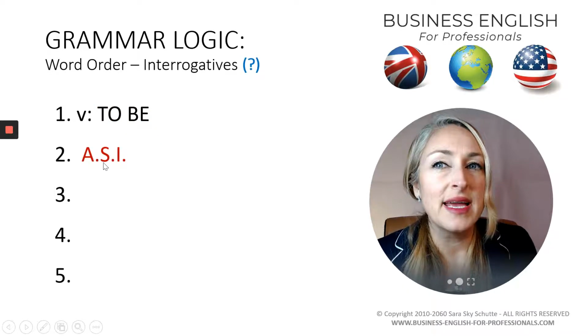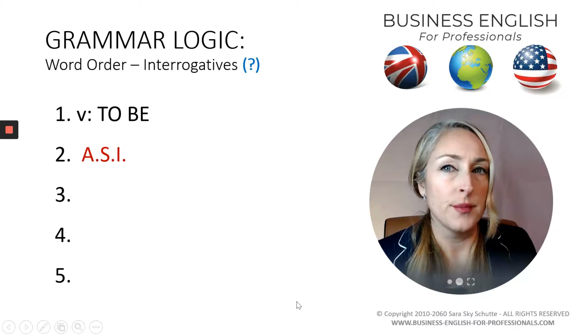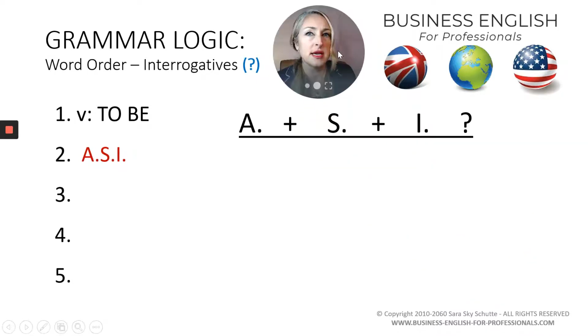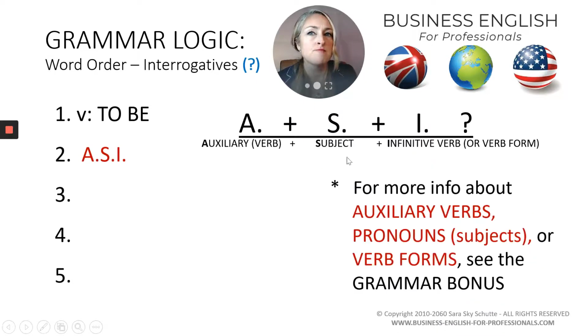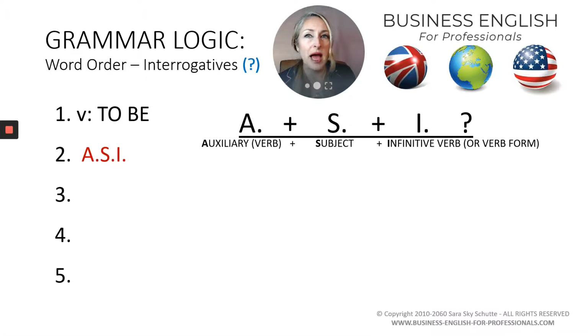Then we have ASI, which is an acronym, and this acronym stands for, can you guess? Auxiliary verb, subject, infinitive verb. So this is the simple question form. Okay, this is for closed questions, which we'll look at. If you want more information about auxiliary verbs or pronouns or subjects or the verb forms, then you can reference the grammar bonus.